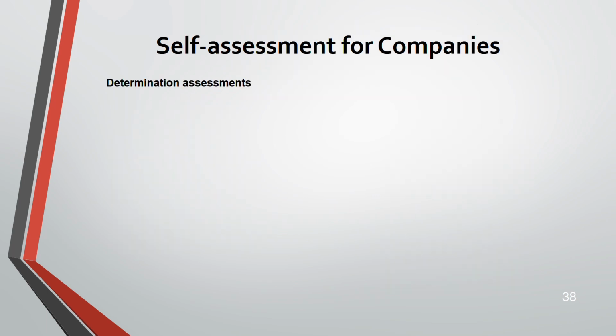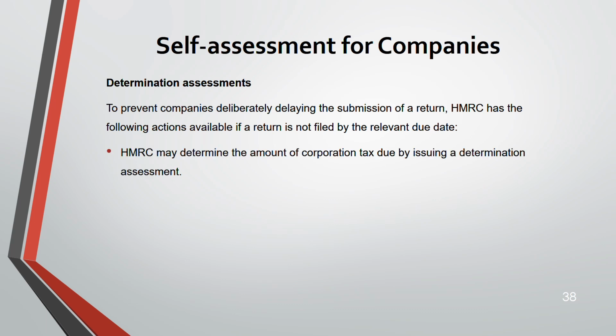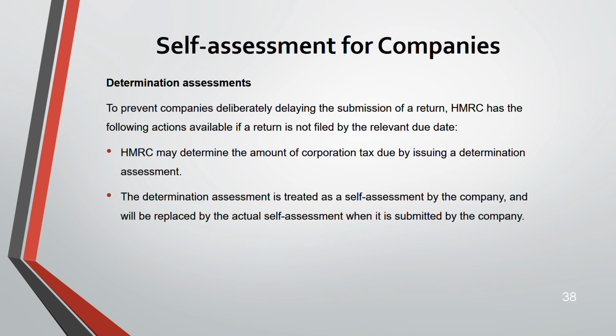Now, determination assessment. To prevent companies deliberately delaying the submission of their return, what has HMRC done? They have taken the following actions. HMRC will determine the corporation tax due. They will determine the amount by issuing a determination assessment. The determination assessment is treated as a self-assessment by the company, and it will be replaced by the actual self-assessment when it is submitted by the company.